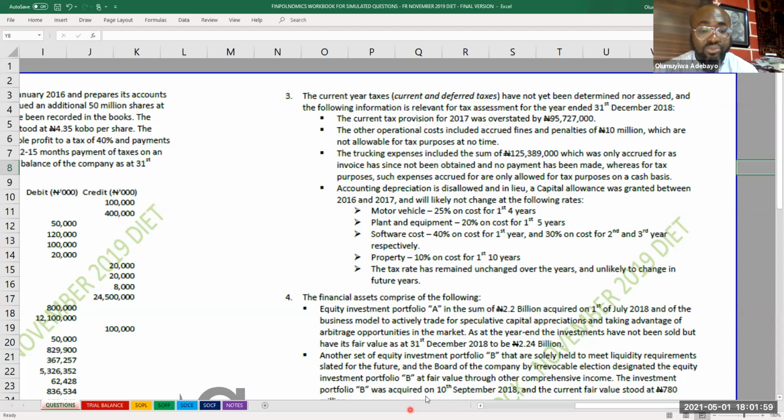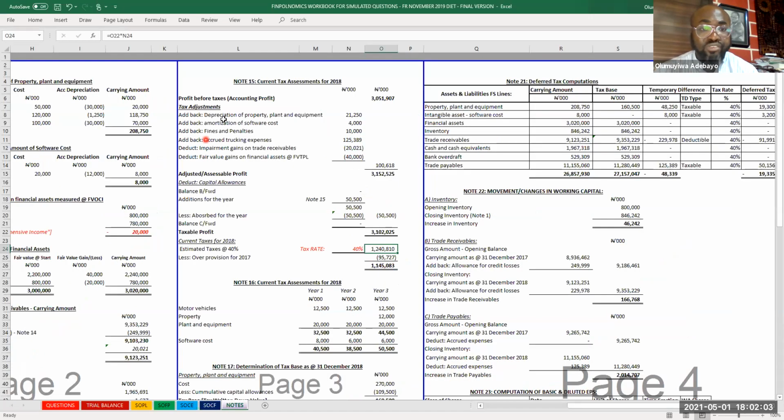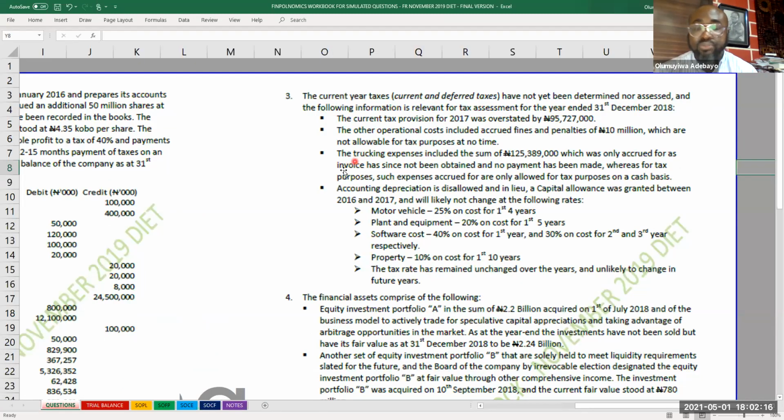Now, let's see how we adjust this for tax in note 15. It is part of the items you added back. Can you see? Add back fines and what? Penalties. And that is that. Okay, please go ahead. The third information.